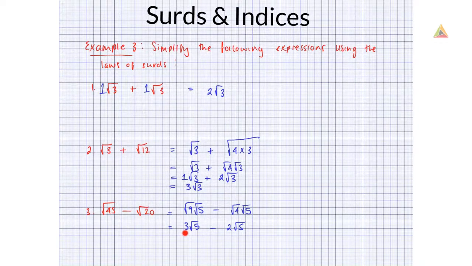Now what we have is 3 root 5 take away 2 root 5. So 3 take away 2 is 1. So it's going to be 1 root 5. And that's the answer to the last one. Now you can also rewrite 1 root 5 as just root 5. So that's the answer to the third example there. So we're going to move on to some exam questions based on those 3 sections now.